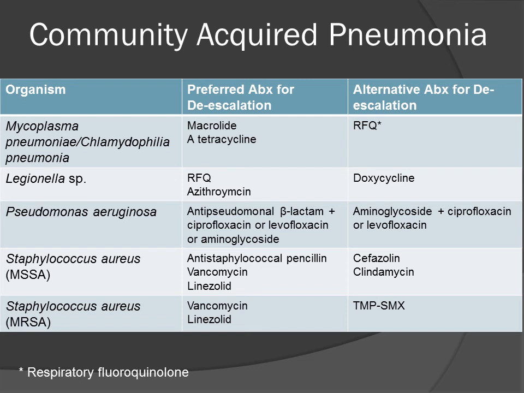For MSSA, so methicillin-sensitive Staph aureus, you're going to use an anti-staphylococcal penicillin, vancomycin, or linezolid. An alternative antibiotic would be Ancef or clindamycin. MRSA, you've got to think about vancomycin or linezolid. Linezolid has great lung penetration but is bacteriostatic. Or the alternative antibiotic would be Bactrim.